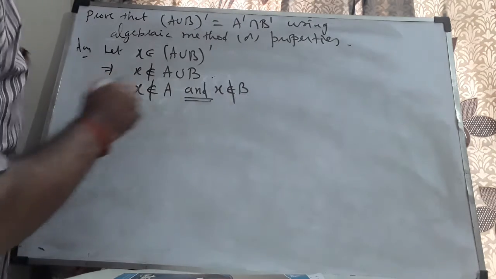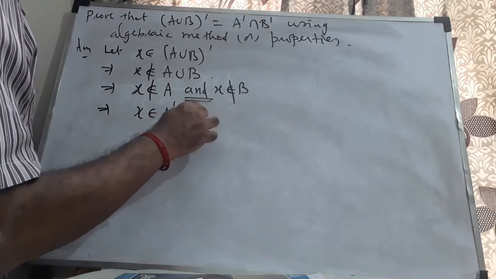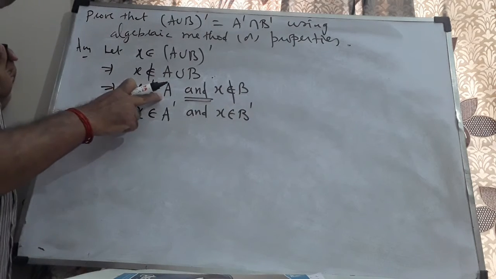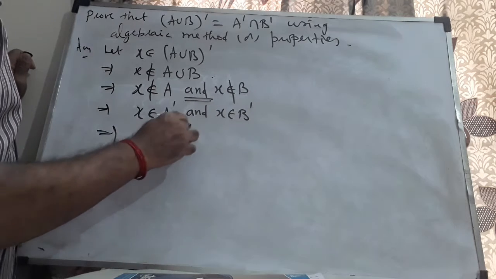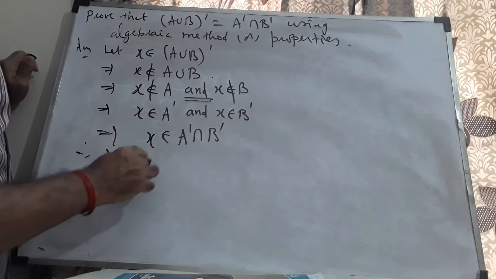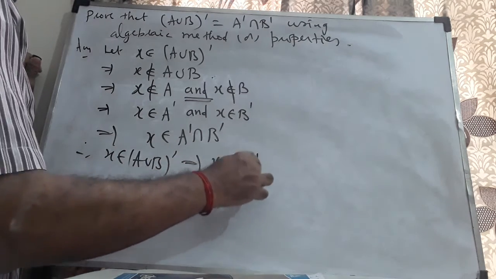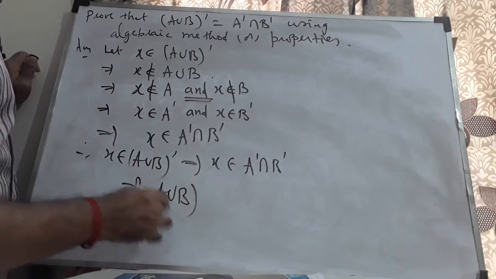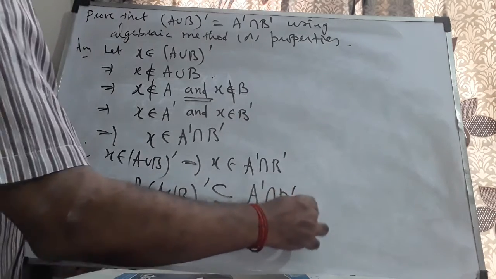Therefore, this AND is a must, which will automatically imply x is in A' and x is an element of B'. Just listen, if it is not there in A, it will be there in the complement. Therefore, if it is there in both, it will be there in the intersection. Therefore, x element of (A union B)' will imply x element of A' intersection B', which implies (A union B)' is a subset of A' intersection B'.